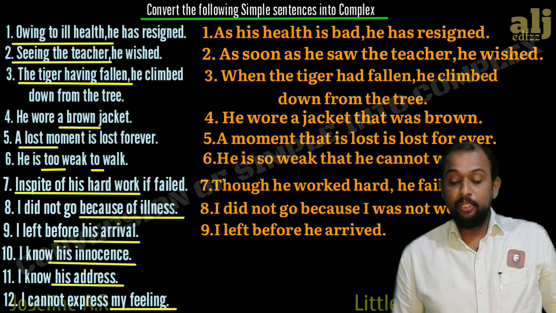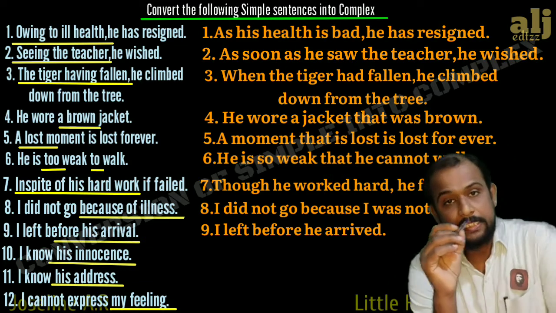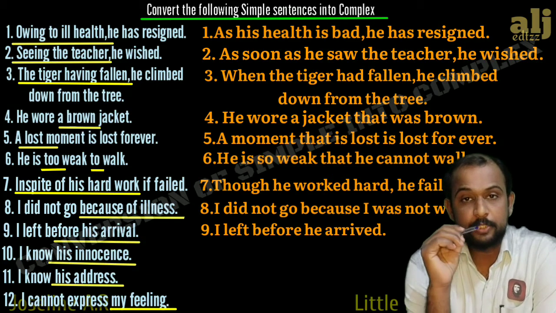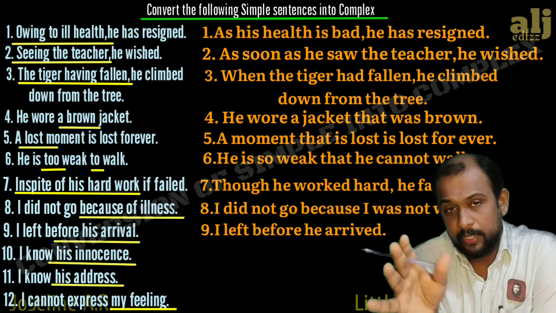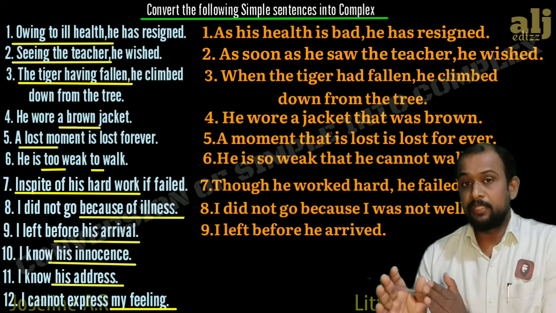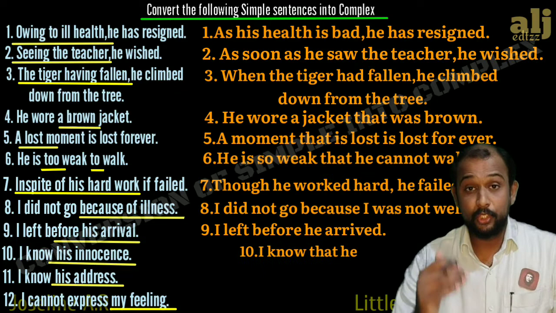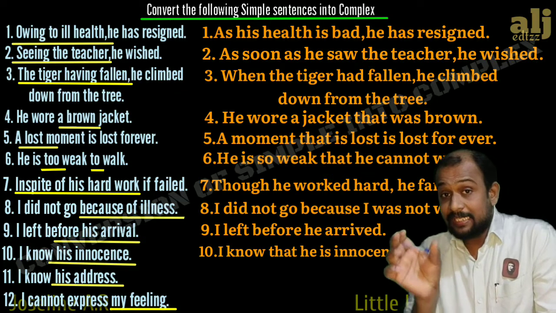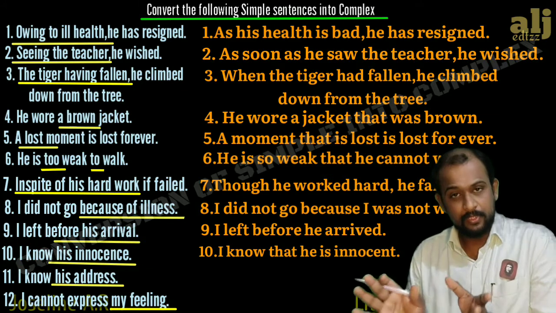See, I know his innocence. I know is a clause because it has a subject and verb combination. His innocence must be converted into a clause. It is a phrase, in fact. It's very simple. I know something. What is that? He is innocent. So I know that he is innocent. See, I know is the main clause. That he is innocent, see, that is the subordinator, is the subclause. So this is a complex sentence.